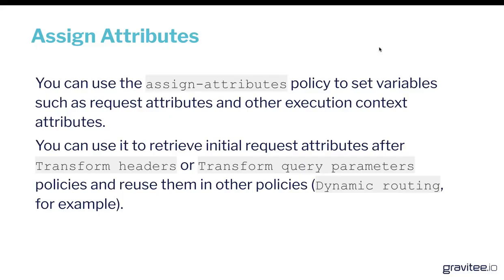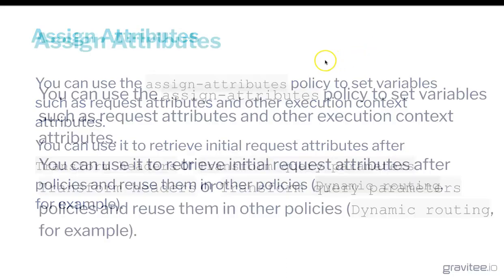So assign attributes is used to set variables such as request attributes and other context attributes which can be used in other policies downstream. So for example, dynamic routing. You can set context specific attributes which can be used later to determine how to act and how you can have different workflows for the values of those attributes. So let's go into a short demonstration.